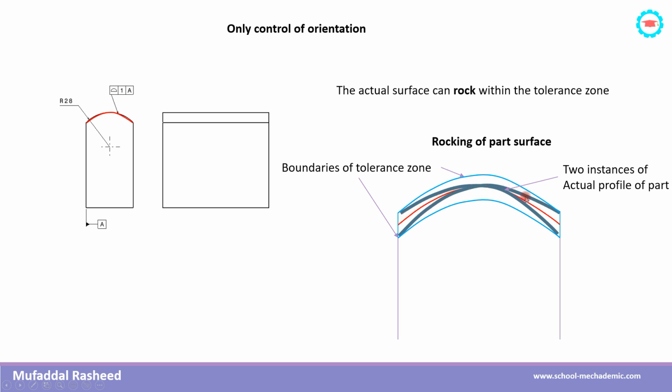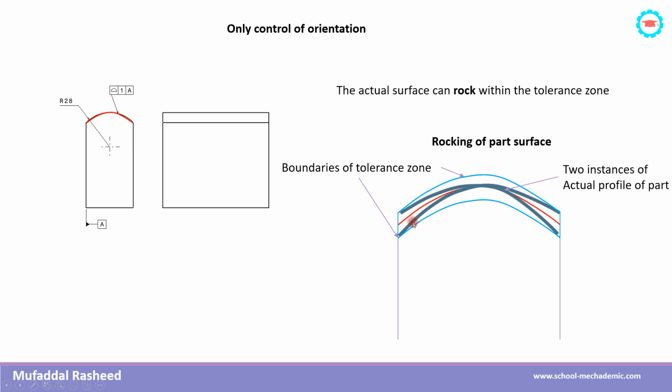This feature, that is the surface, can rock in between the tolerance zone, which is defined by these two limits. So what this means is that the actual surface, which is denoted as the red color curve, can rotate like this, but it can only rotate to the extent that it is within the tolerance zone as defined by the two blue curves. So the rotation of this red color surface has to be within the tolerance zone, which is defined by the boundaries as shown over here in blue.